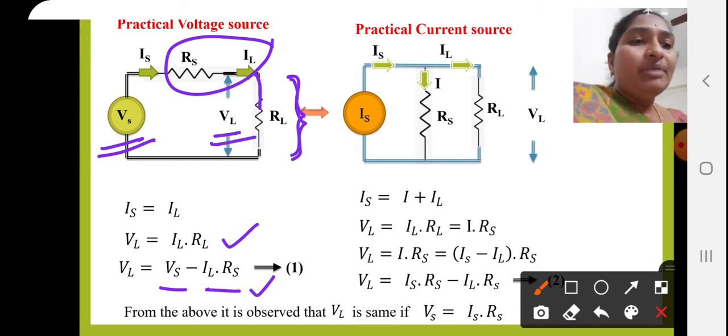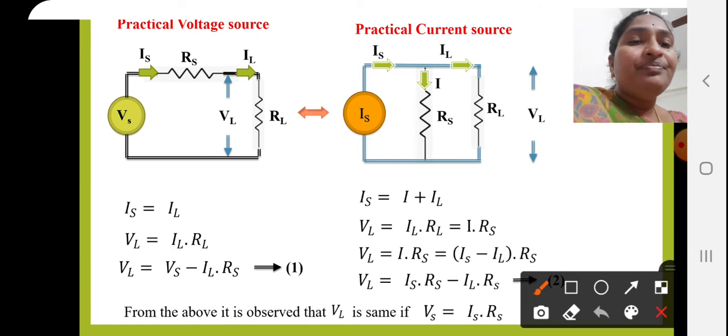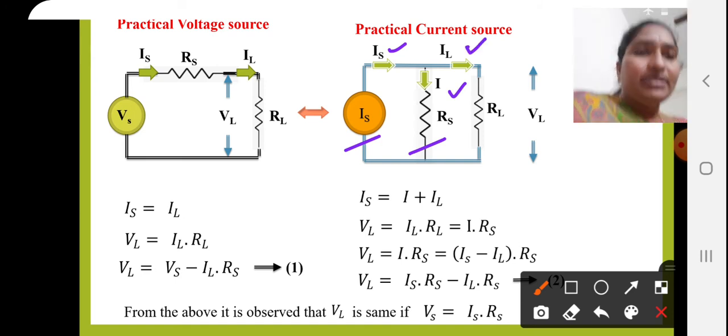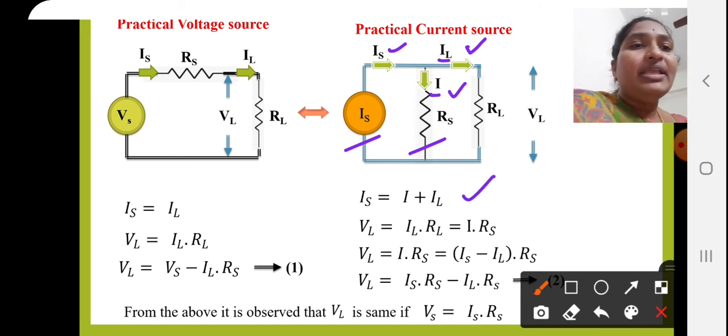Next, coming to the practical current source here. This is an ideal current source, in parallel with which we have represented a source resistance. Is is the supplied current, I is the current flowing through the internal resistance, and IL is the load current. Now from this circuit, we can write Is is equal to I plus IL. The source current Is is equal to I plus IL.